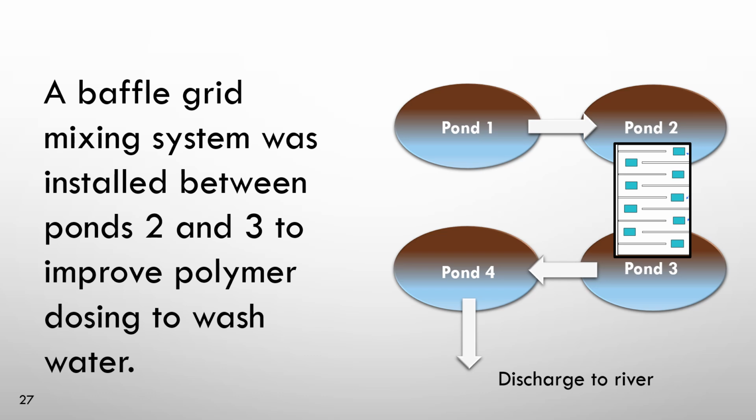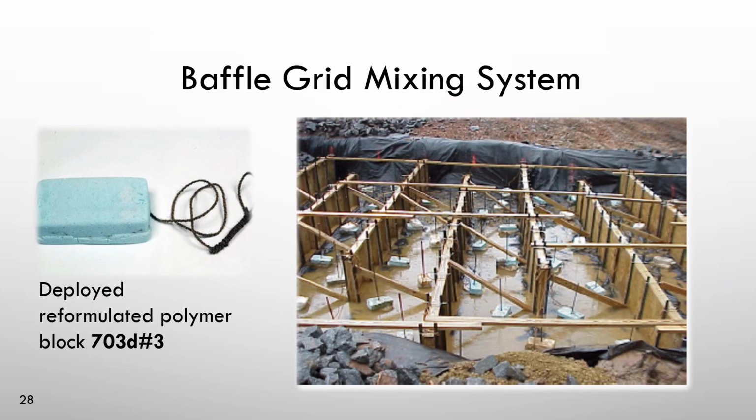The way we utilized it is we put in what we call a baffle grid mixing system. It's essentially a way to get a lot of mixing and reaction in a small area. We installed this mixing system with the flock logs, which would be those blue blocks there, between ponds 2 and 3. The idea was that we would be settling the flocculated particulate from this baffle grid mixing system in the 3rd pond.